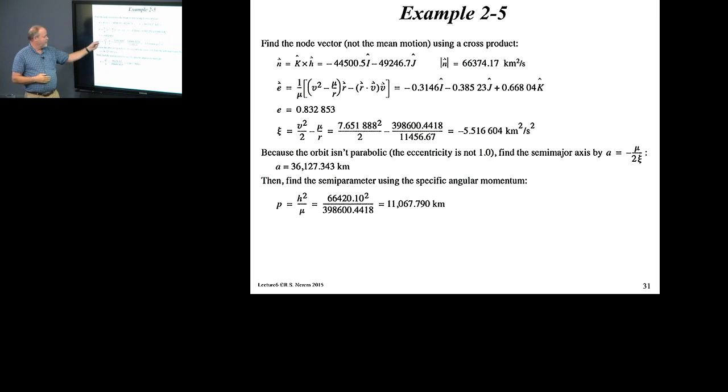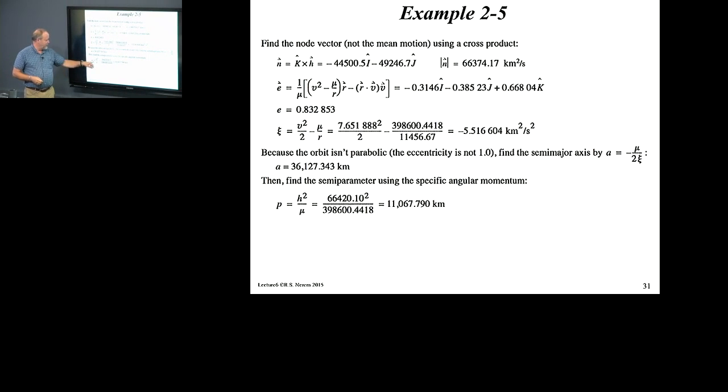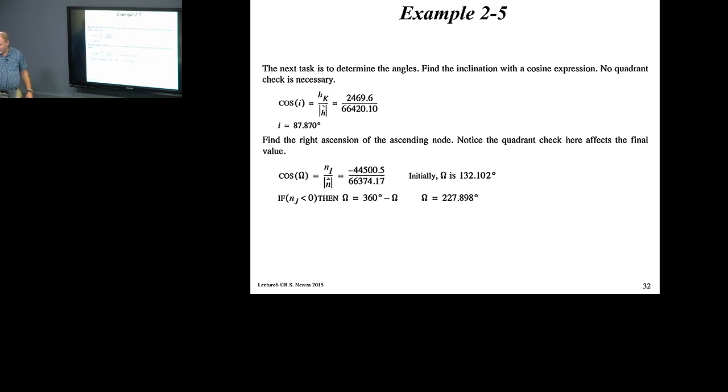And then you compute the energy, v squared over 2 minus mu over r. So the orbit's not parabolic, so we can find the semi-major axis through this version of the energy equation here. So this is 36,127 kilometers. They go on to compute the semi-parameter, which is this h squared over mu. And then they start by determining the angles from that law of cosines.